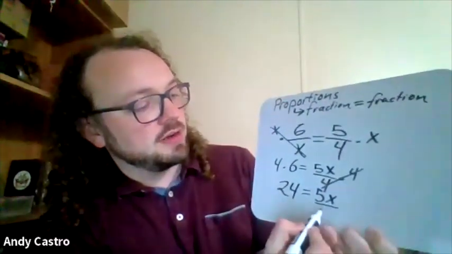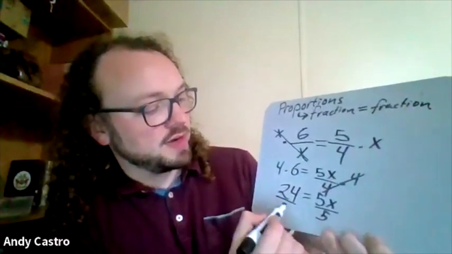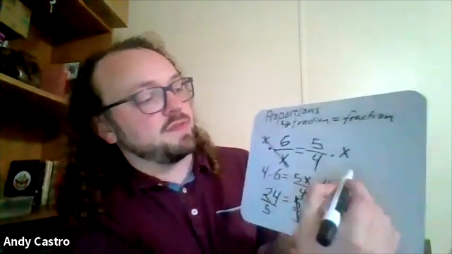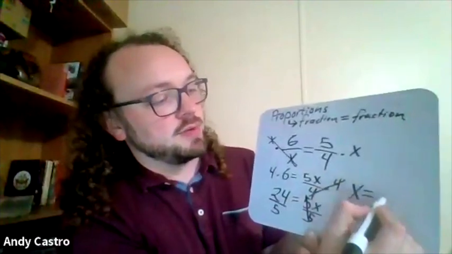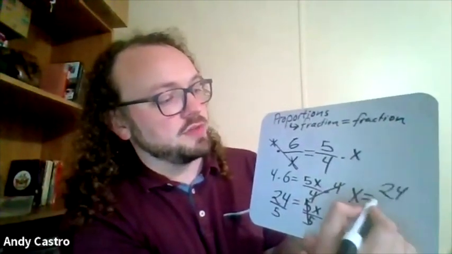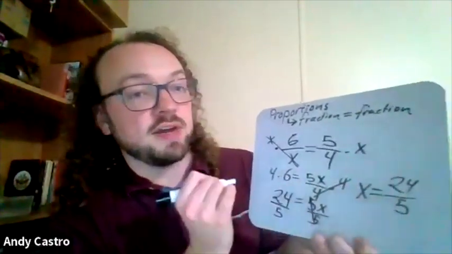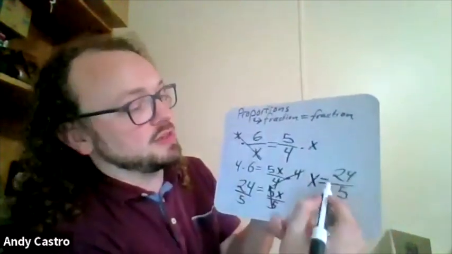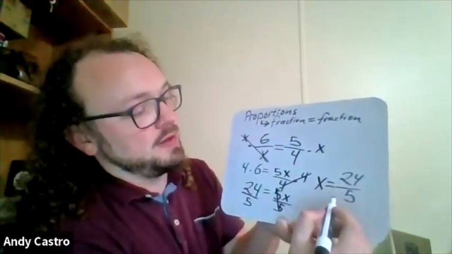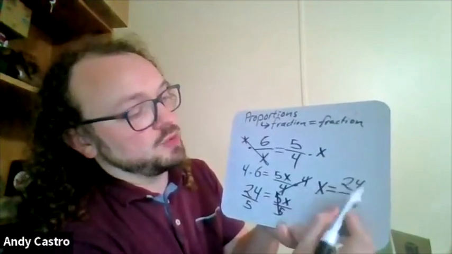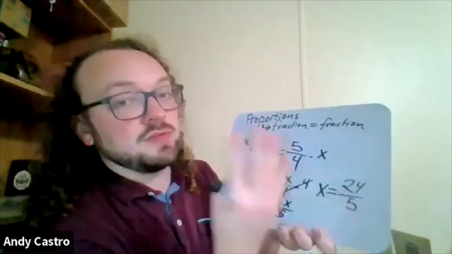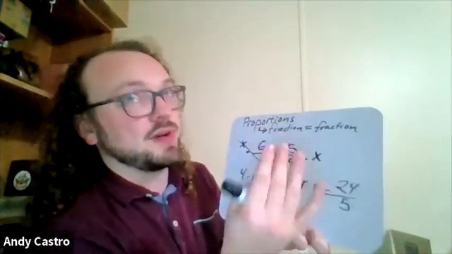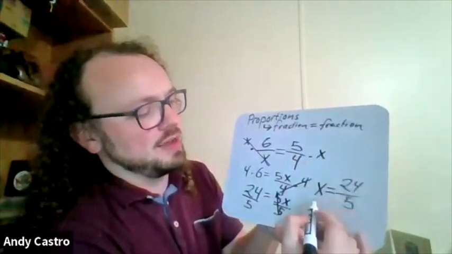Now I've got just one step left. Divide both sides by 5. And I end with x equals 24 over 5. Or if you want to simplify this or turn this into a mixed fraction, this 20 is 4 5s, because 4 times 5 is 20. And then there's 4 left over.